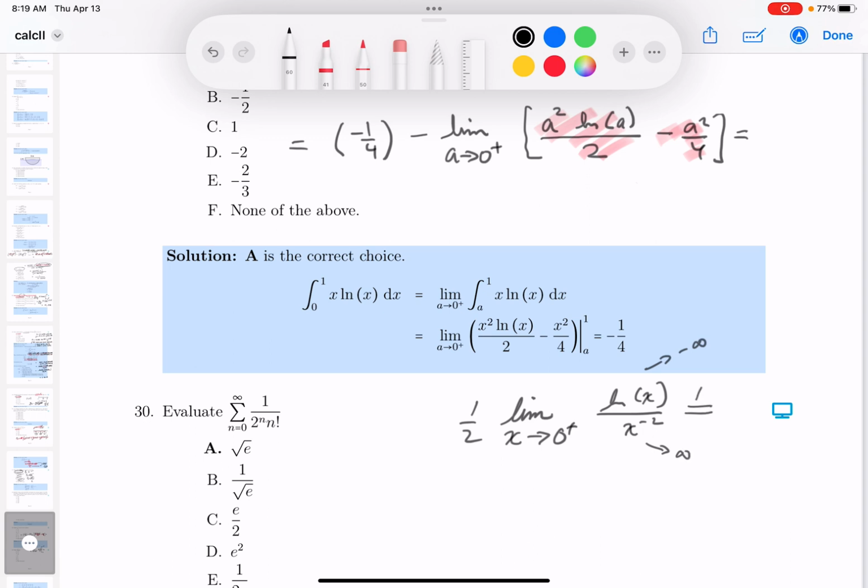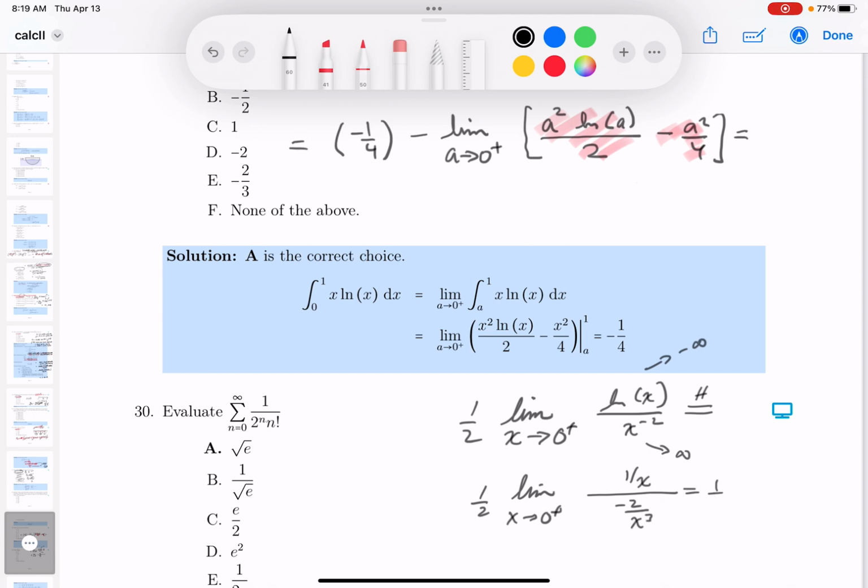I'll put this down for you. And what do you get there? Let's write this down. You get 1/2. I'm using L'Hopital's rule. Limit, x goes to 0 from the right. And then what do you get there? You get 1 over x on top. That's its derivative. The bottom's going to be minus 2 over x cubed. Now it looks complicated to look at, doesn't it?